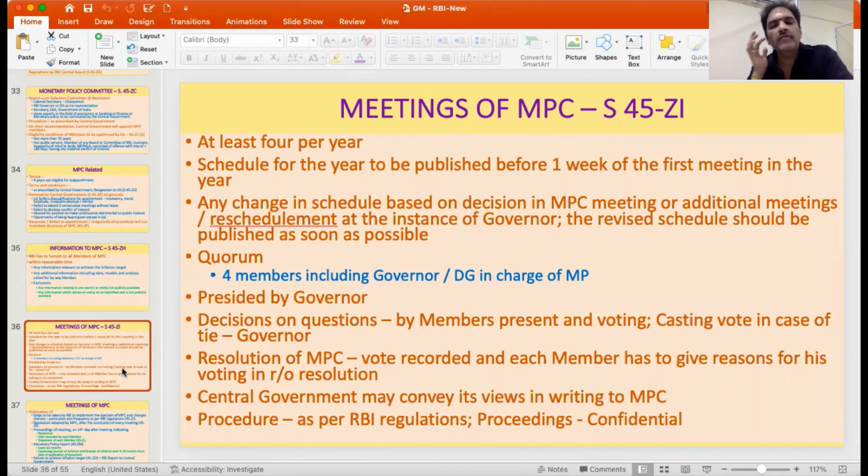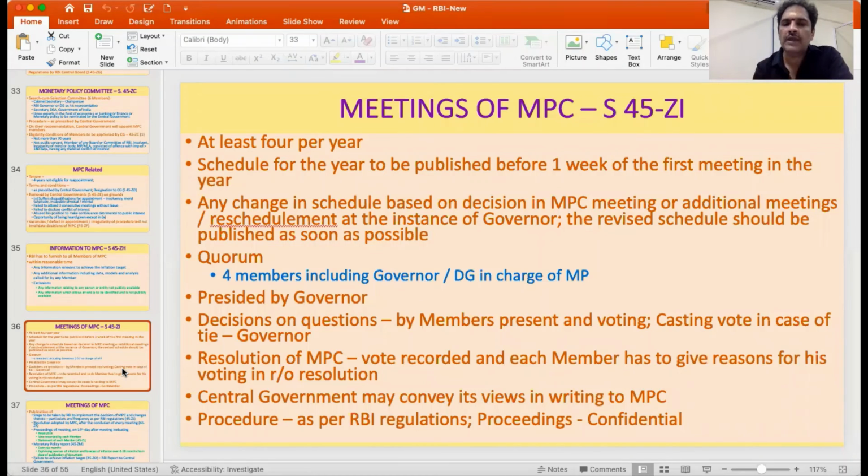Then what is the frequency of meeting? There should be at least 4 meetings, and in India we have 6 monetary policy announcements on a bi-monthly basis. So generally all these will be preceded by a Monetary Policy Committee meeting. So at least 6 meetings happen per year. The schedule is supposed to be published beforehand.